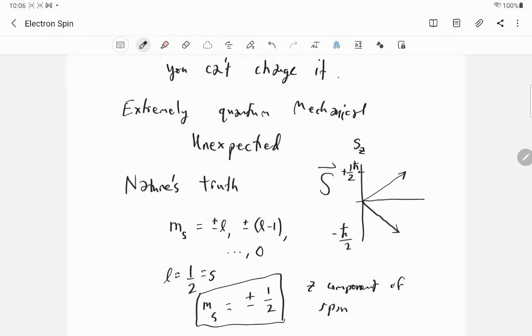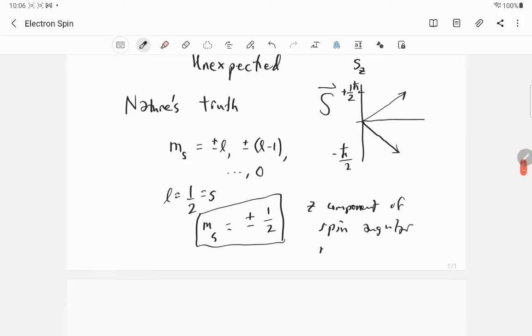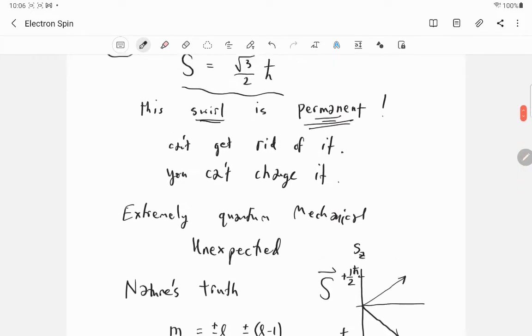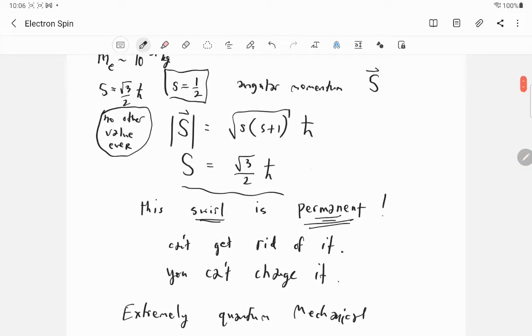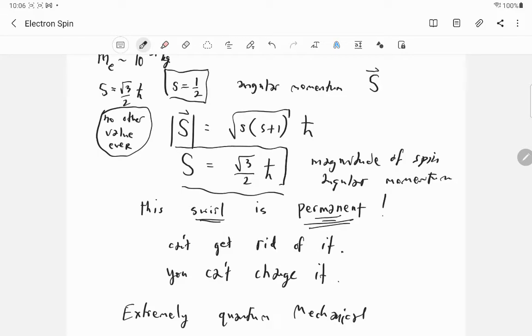So here is the z component of spin angular momentum, and this is the magnitude of spin angular momentum right here.